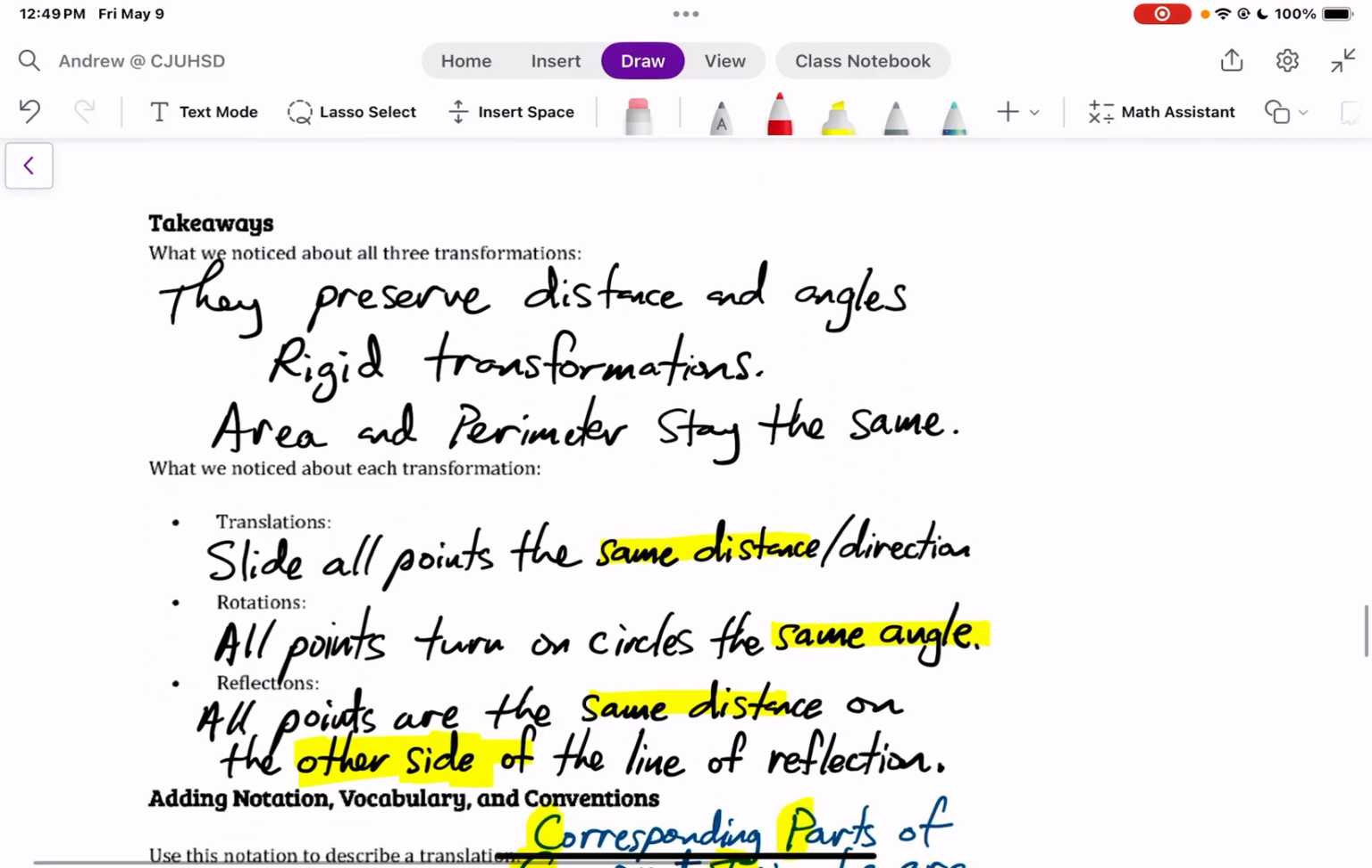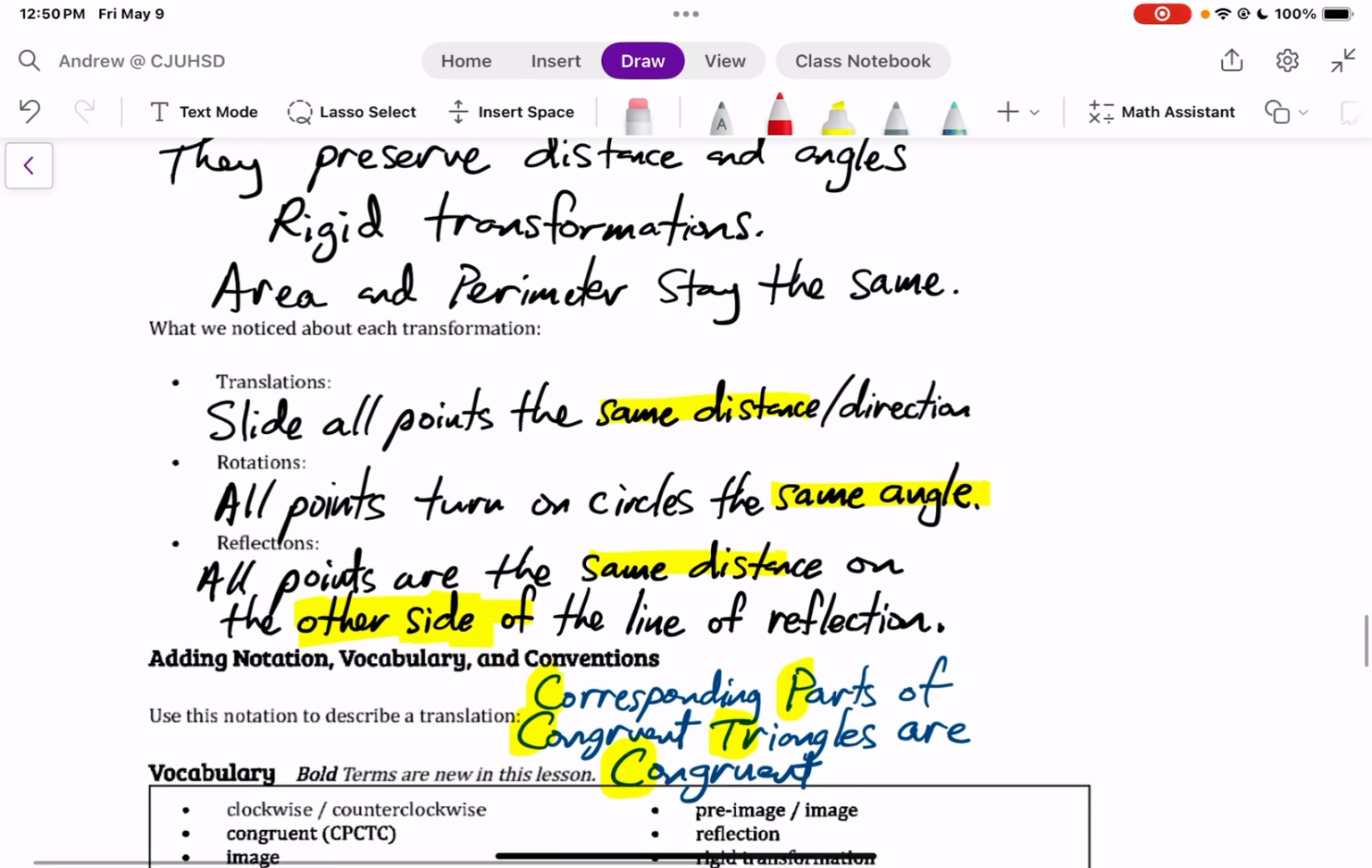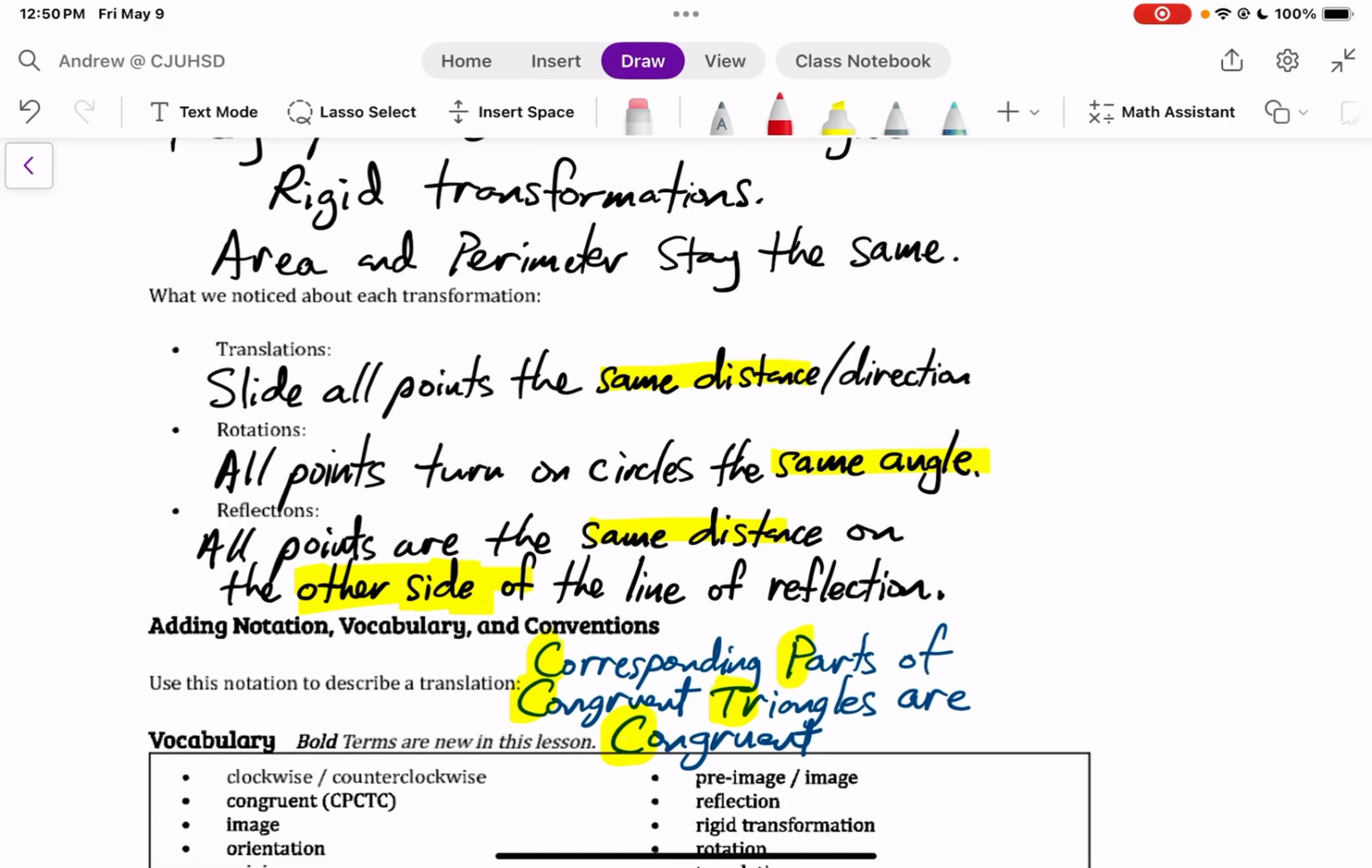Now, some takeaways. What these 3 transformations do is they preserve distance and angles within the figure. So in other words, you might take the distance from his nose to his tail. It's the same no matter which of these transformations you put it through. Same for the angles. So that means the area and the perimeter also stay the same when you do these kinds of transformations.